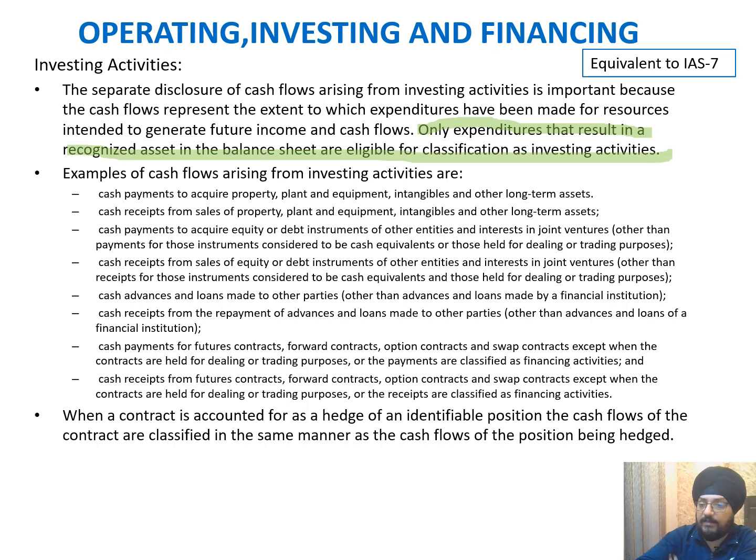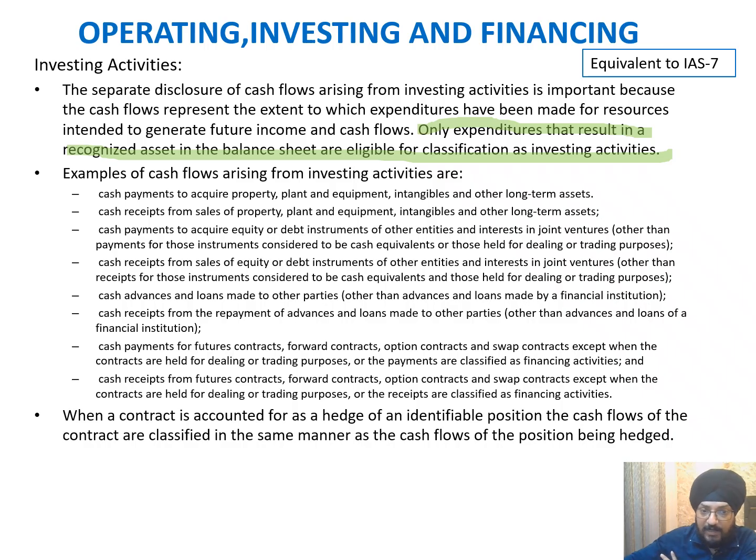Which means that any expenses or any outflow of the cash which results in the acquisition of the asset will be classified as an outflow on account of investing activity. Likewise, any sale of the asset will be considered as the inflow on account of the investing activity. So all the movement in the cash flow which has resulted in the creation of an asset within the balance sheet will be classified as the investing activity, and their related disposals will be treated as the inflow on account of the investing.